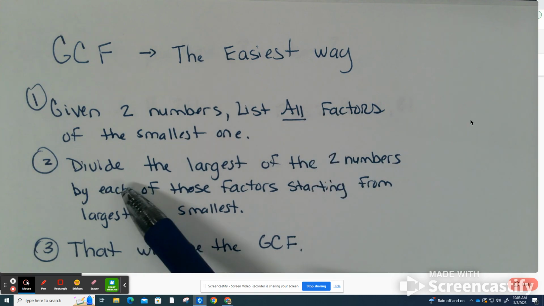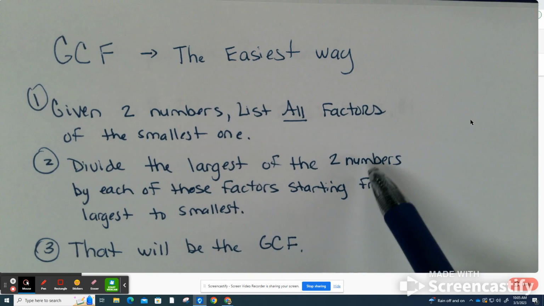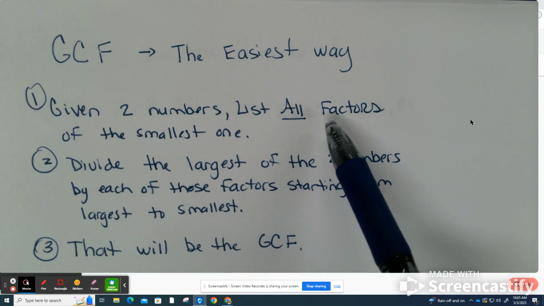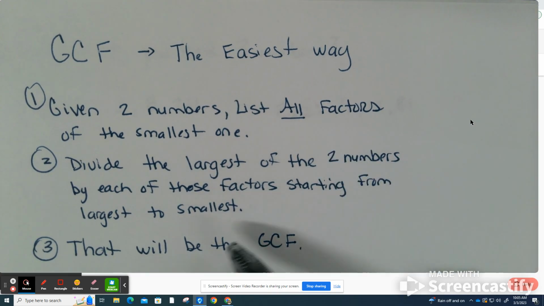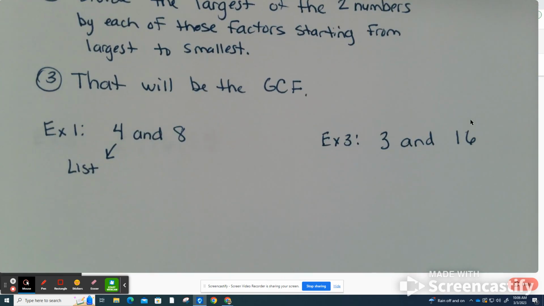So what we're going to do is we will divide the largest of the two numbers by the factors of the smallest number, and we'll do that from the largest to the smallest, all right, and that will be the GCF. So go ahead and copy that down in your notes so you can refer back to them. All right, if you didn't pause the video, you might have wanted to do that.